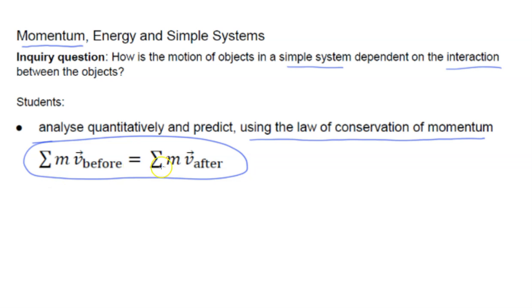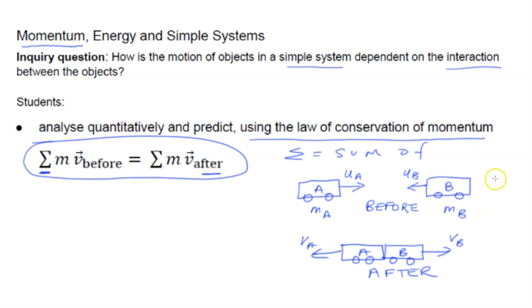Essentially what it says, this symbol here, sigma, is the sum of. So it's saying the sum of the momentum of the objects within the system before, for example, a collision, equals the sum of the momentum of the objects in the system after the collision or the interaction.